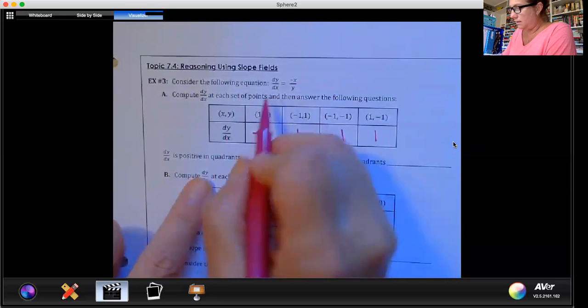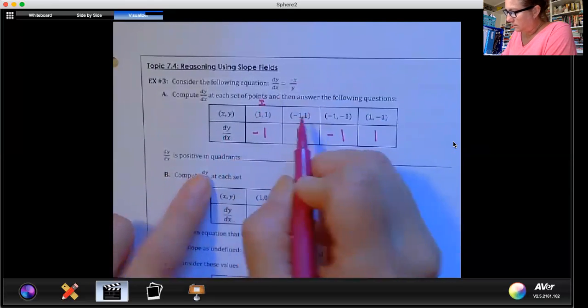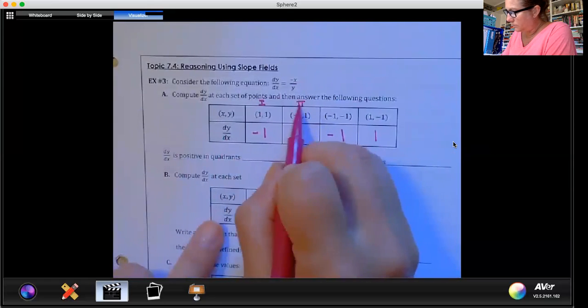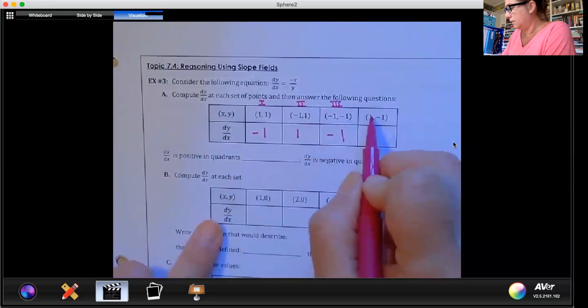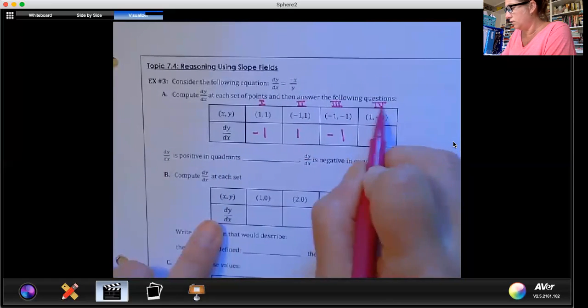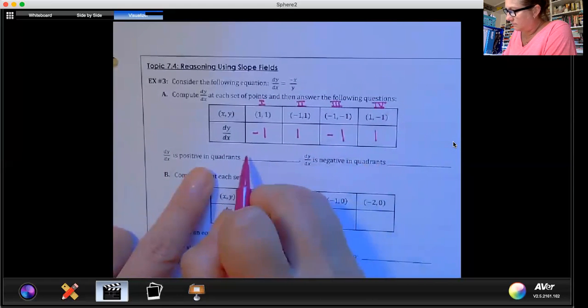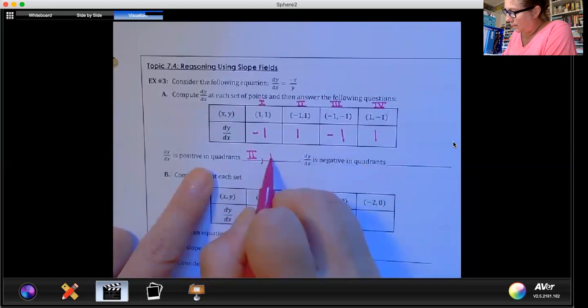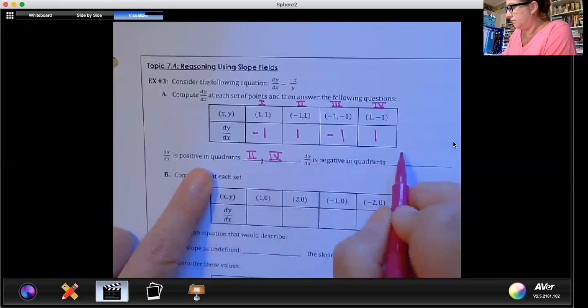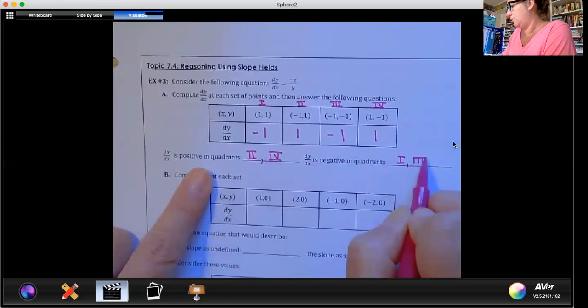Where are these located? All right, this is quadrant 1. Negative 1, 1 is quadrant 2. Both negative is quadrant 3. Positive, negative is quadrant 4. So dy dx is positive in quadrants 2 and 4 and negative in quadrants 1 and 3.